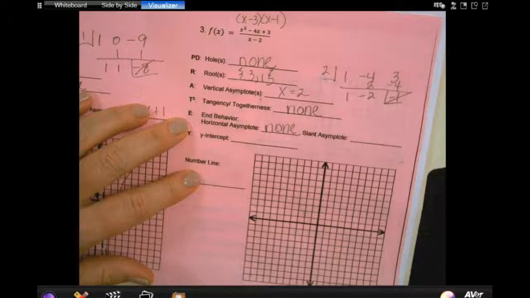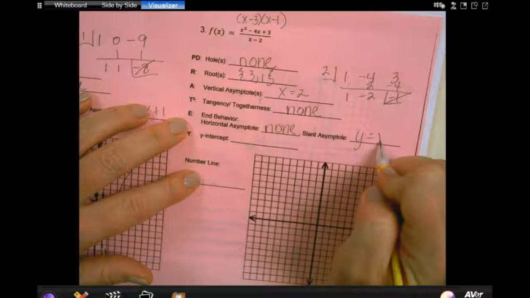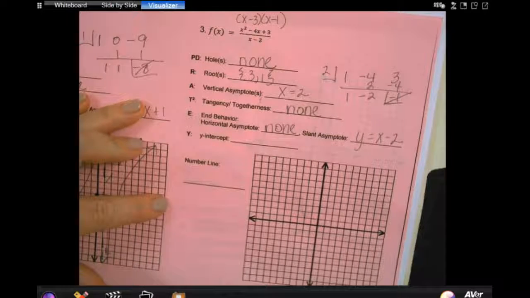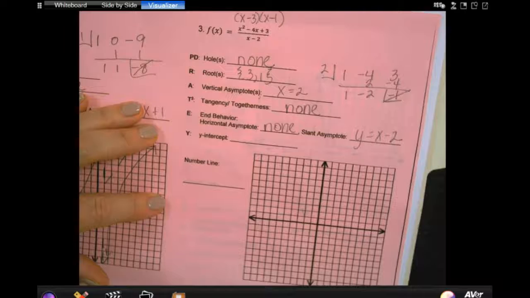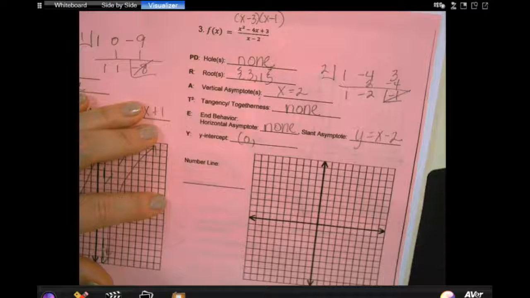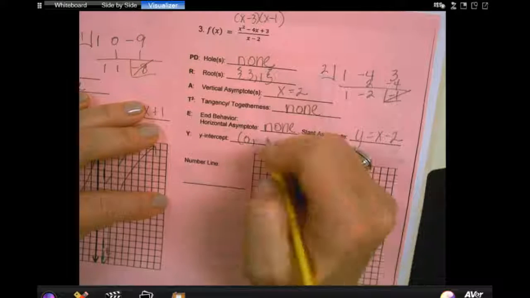And we don't care about the remainder. And the y-intercept, if you put 0 in for x, everybody fill in a y. What do you get? Is it positive or negative? It's negative 3 over 2.